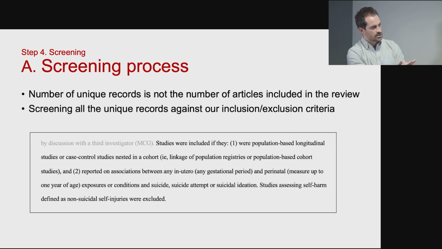If reporting an association between any in utero and perinatal factors, our exposure, and one of our outcomes: suicidal attempt, suicidal ideation, and also studies assessing self-harm, defining that non-suicidal self-injury was excluded. So basically, the criteria we saw before. You have to specify those criteria. Have in mind those criteria when you're screening for your paper from the 6,000 that you have found.